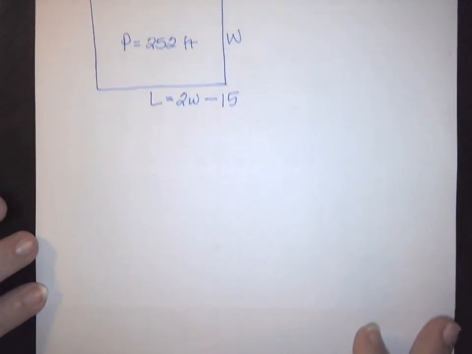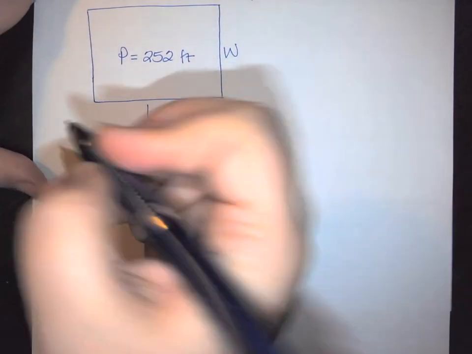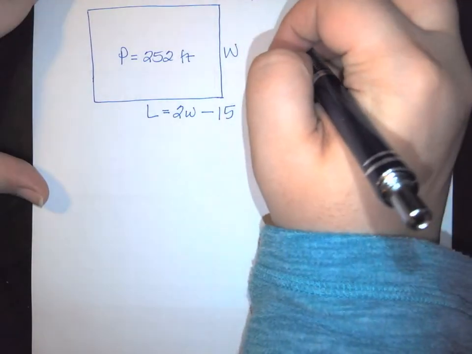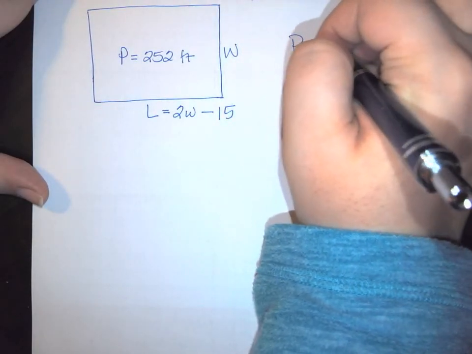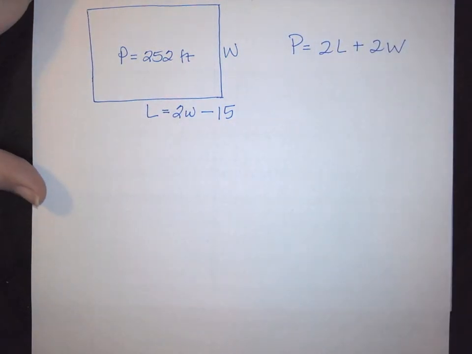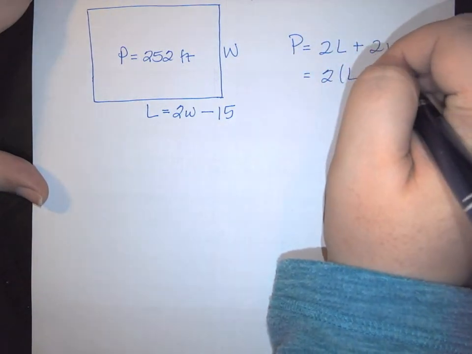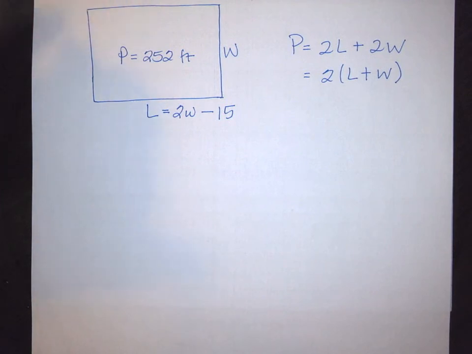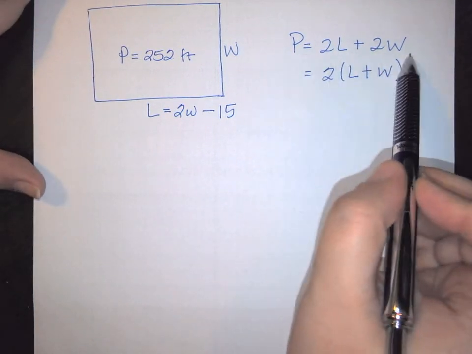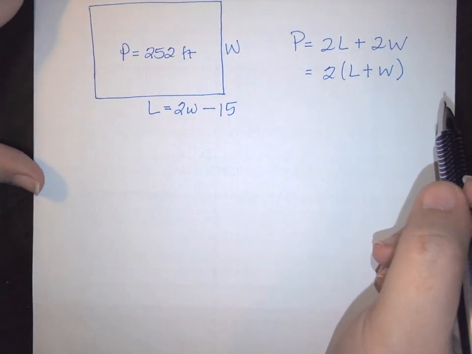So now we have to try and set up to solve, and we're going to use the idea behind your perimeter to do it. What we have to remember is that your perimeter is equal to twice the length plus twice the width. The other way we can look at this is 2 times length plus width. Either way is going to get you where you need to go, so it's your choice. In this case, I'm going to go ahead and use the top equation, the more spaced out one, just so that you can see it easier.